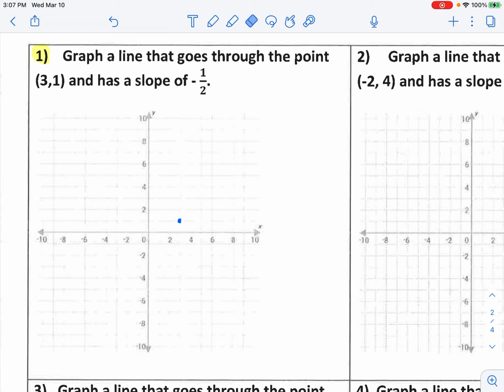I'm going to erase my little markers here. Those should never stay on your coordinate plane. Now I'm going to rewrite my slope as negative 1 over 2. That negative sign, you always want to attach that to the numerator because that tells you that you're going to be going down 1 and right 2.